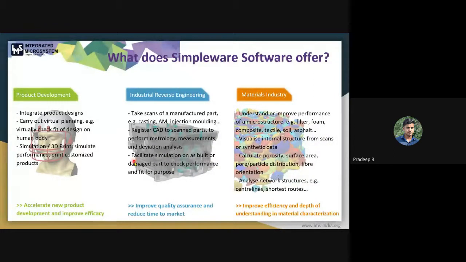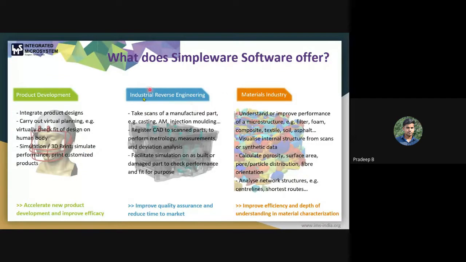For product development, you can integrate product design and carry out virtual planning. For example, you can virtually check the fit of your design on the human body, or simulate the performance and 3D print. You can print a customized product or implant instantly.